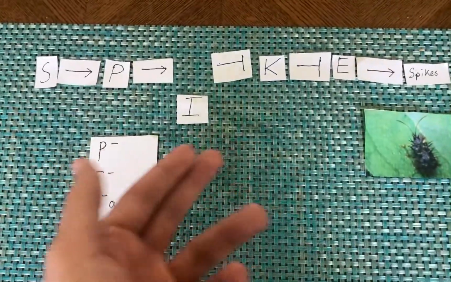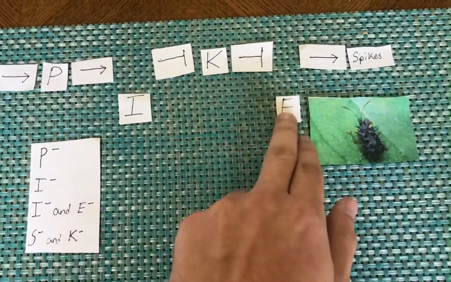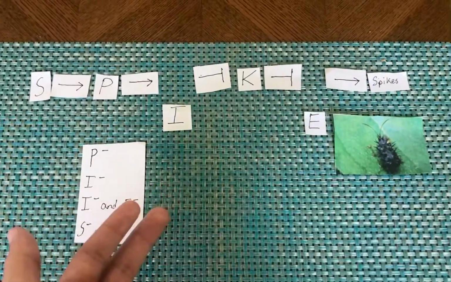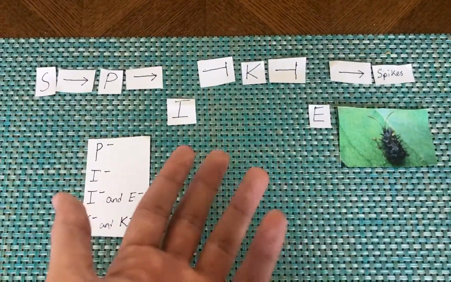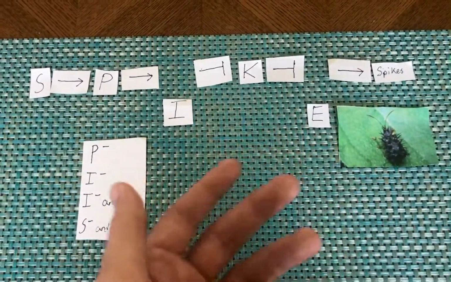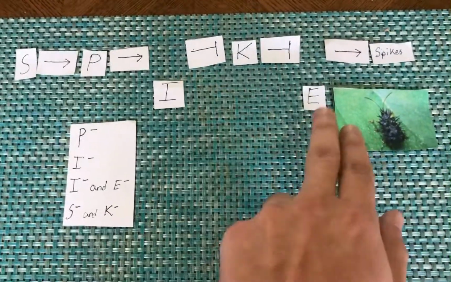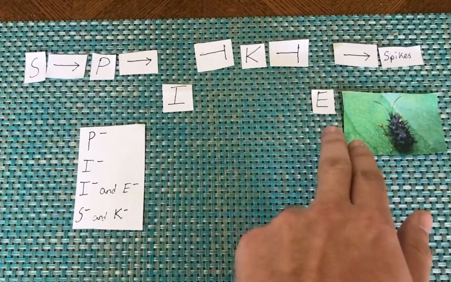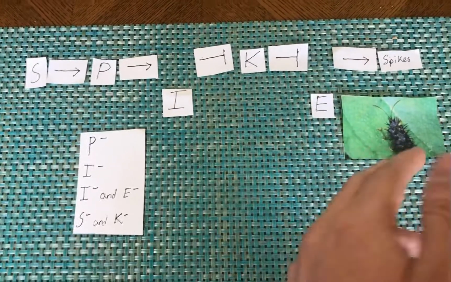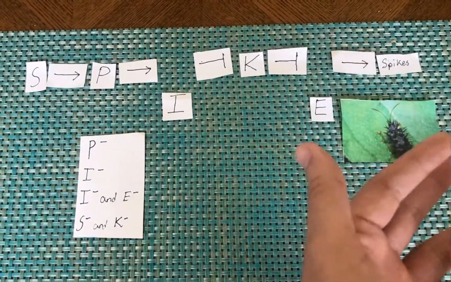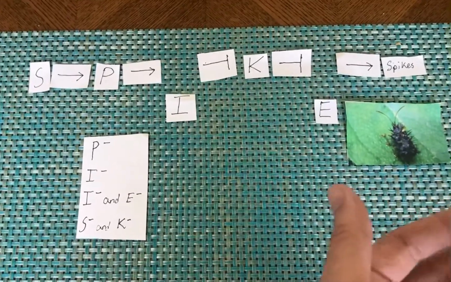So what happens if I and E are both mutated? Well, if I is mutated, we already know what happens then. We get a smooth cell because it's no longer inhibiting K. But even if it was working, we would still get a smooth cell because E also is not working. E is mutated and unable to do its job. It wouldn't be able to produce those spikes. So we get a smooth cell regardless.